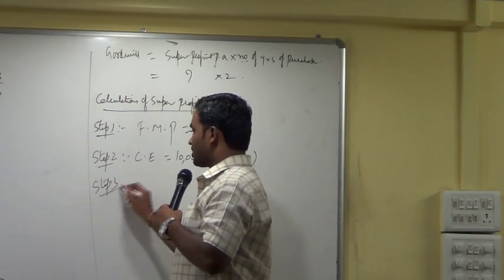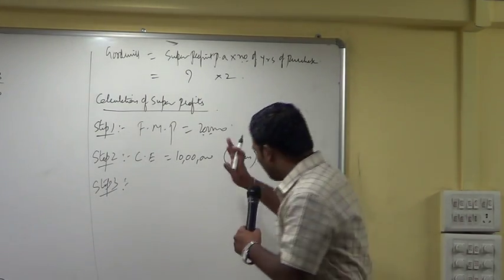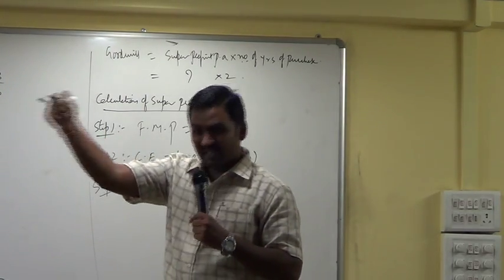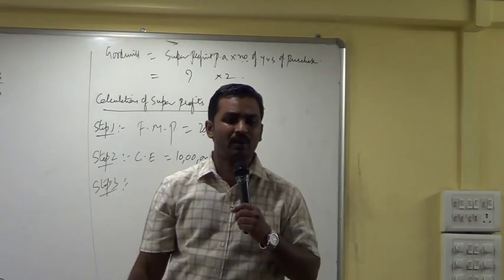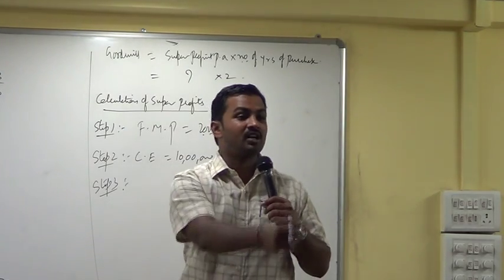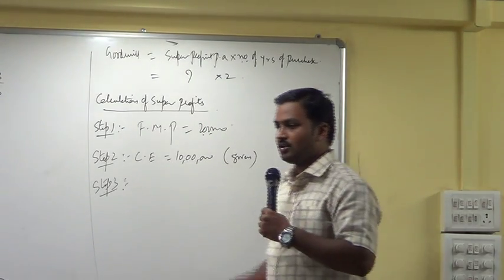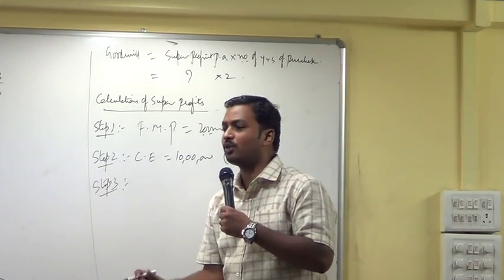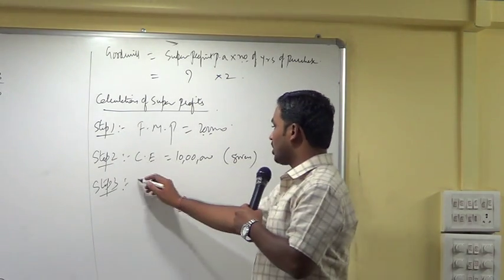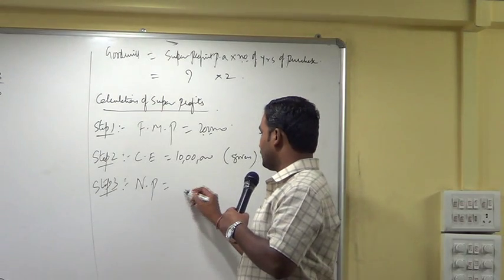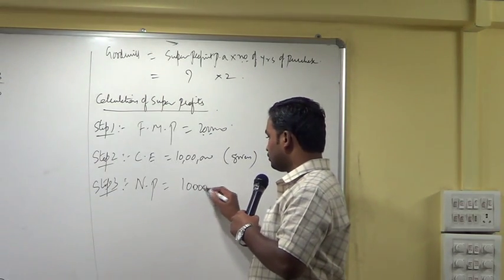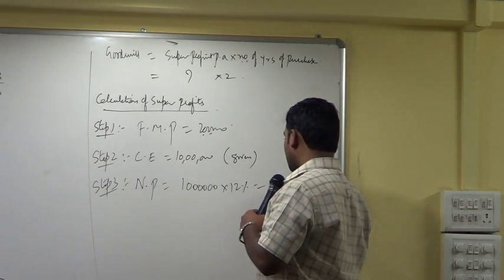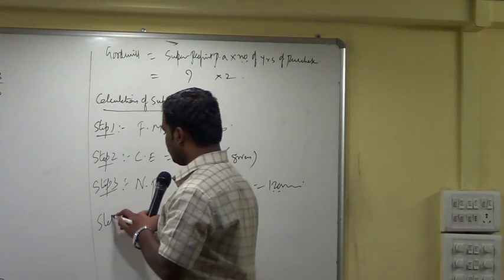Now, step 3. I want to know if the same capital is invested by somebody else in a similar business, how much can they make as profits every year? Normal rate of return is how much? 12%. So normally others, if they invest 100 rupees in this type of business, they are able to earn only 12 rupees as profits. So normal profits. It is 10 lakh into 12%. How much is it? 1,20,000.